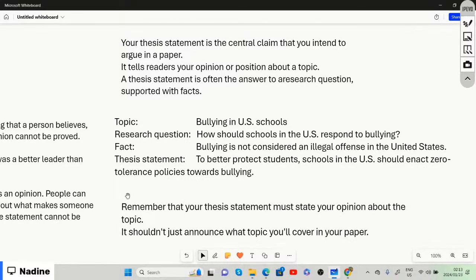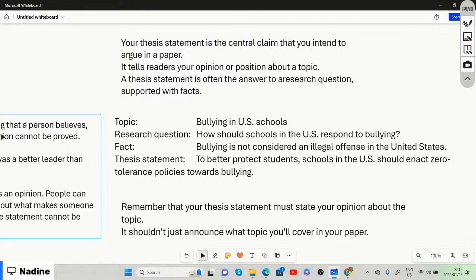All right, so we basically have facts and opinions, and then we also have thesis statements. Your thesis statement is the central claim that you intend to argue in a paper. It tells readers your opinion or position about a topic.